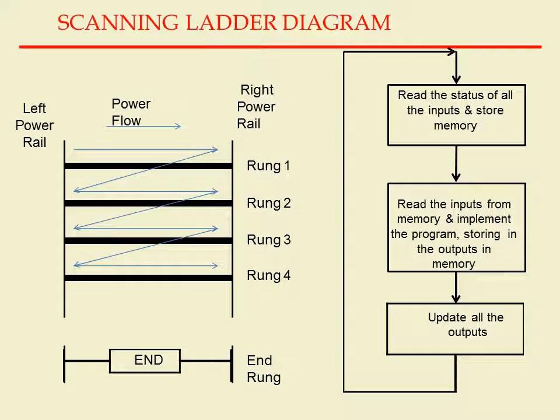So here how the scanning of the ladder diagram is done is shown. First, read the status of all inputs and store it in the memory. Whatever is the status of input devices, either 0 or 1, is read and then stored in the memory. Then the next step is to read the inputs from memory and implement the program, storing the outputs in the memory. And then next is to update all the outputs.